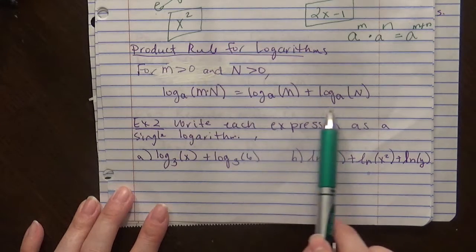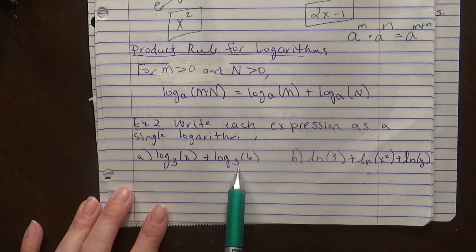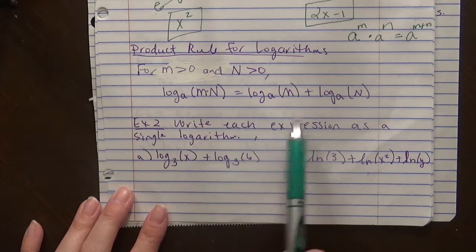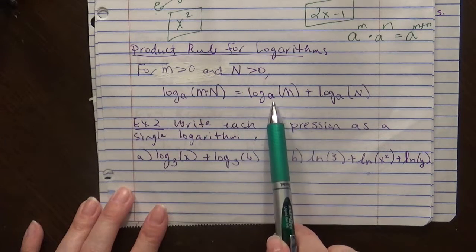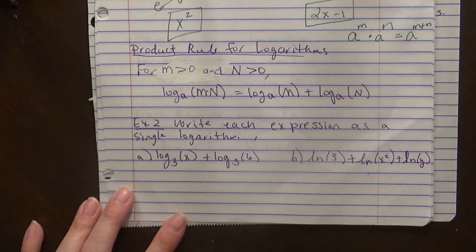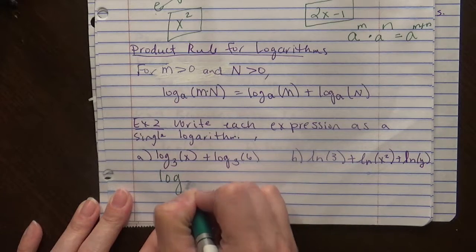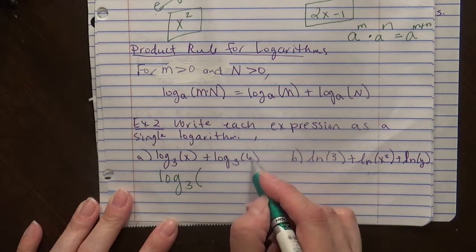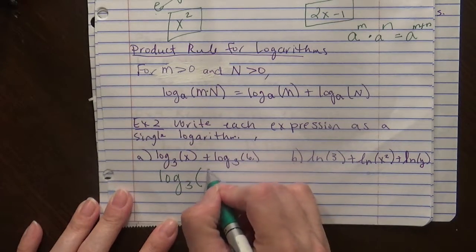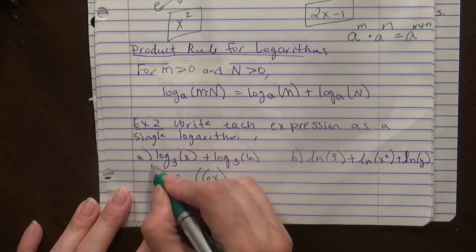So we are actually starting on the right side of this equation over here. We've got two logarithms that are being added, and they both have the same base. And just like in the rule and the property, we have to have the same base in order to put them together into a single logarithm. But because they have the same base, we can say that this is log base 3 of x times 6, which we can just write as 6x. And I can stop there. That's all I have to do. I've written it as a single logarithm.